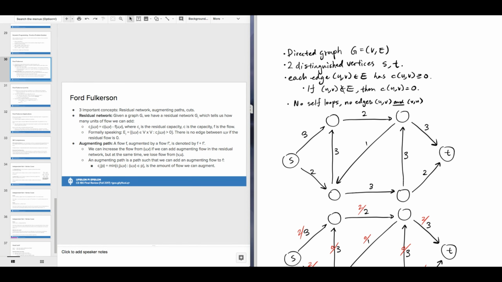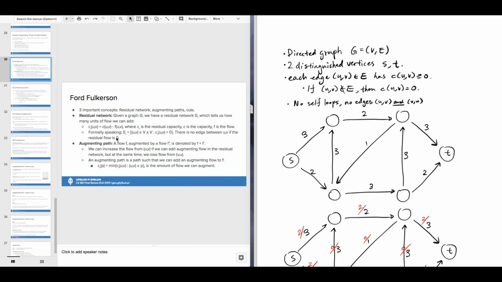Hi, so I'll be talking about the Ford-Fulkerson algorithm. The Ford-Fulkerson algorithm is based off of three main constructs, mainly in graph theory. One construct is the residual network, and the next one is augmenting paths of the residual network. And finally, we have cuts, which is similar to the minimum spanning tree argument.